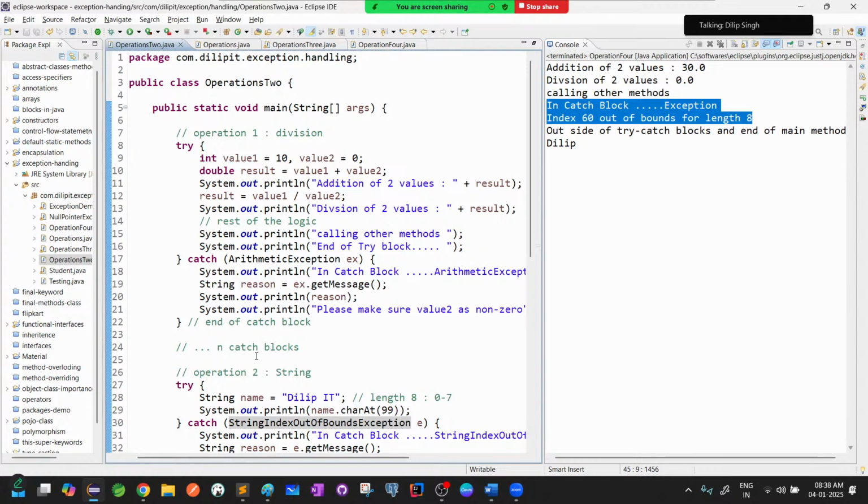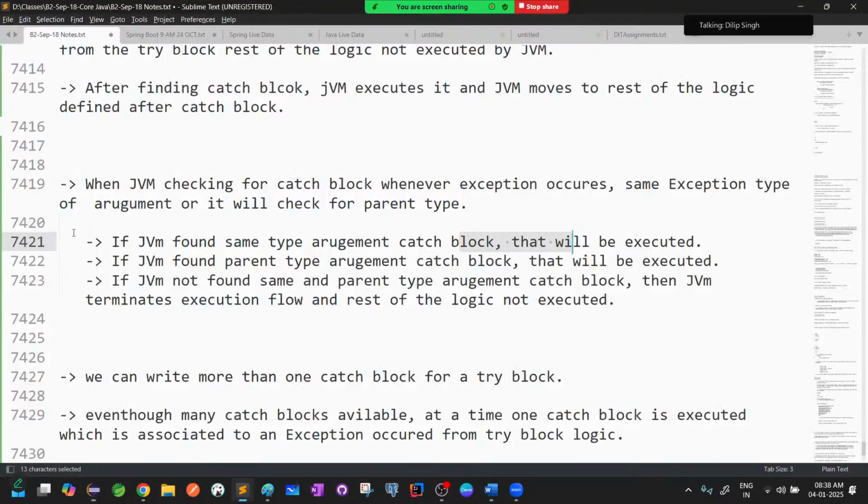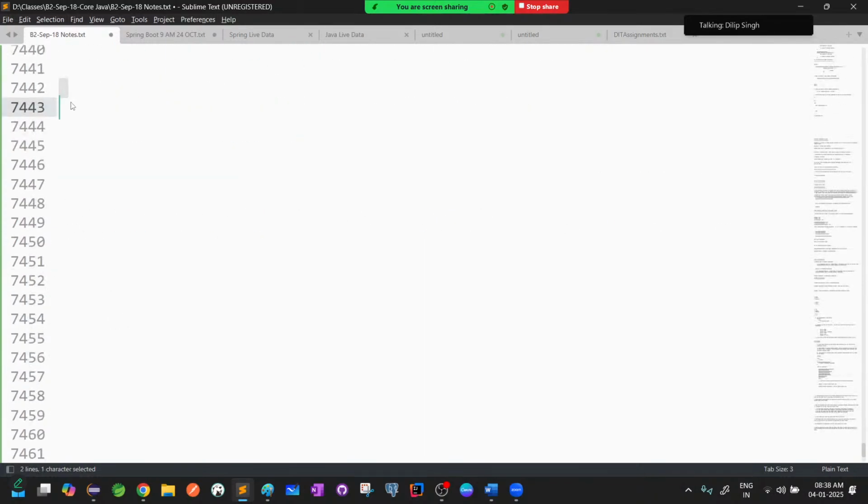So this is all for today, but tomorrow is a continuation of this only. We have to discuss one more point also, the exception classes hierarchy. We will see that on Monday: the exception classes hierarchy of catch blocks. I'll discuss this point, and then the finally block.